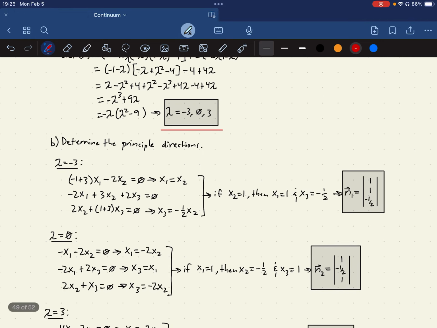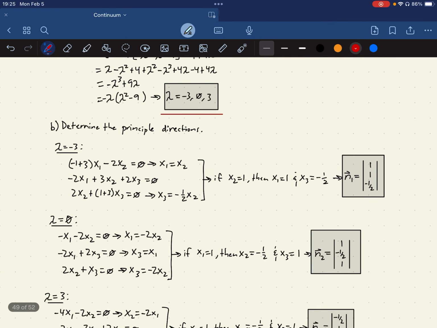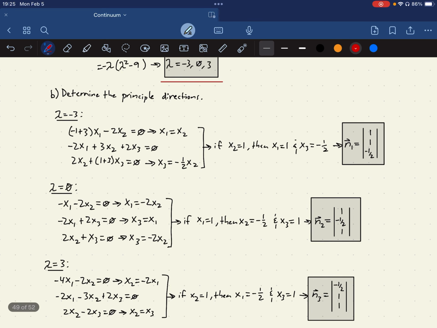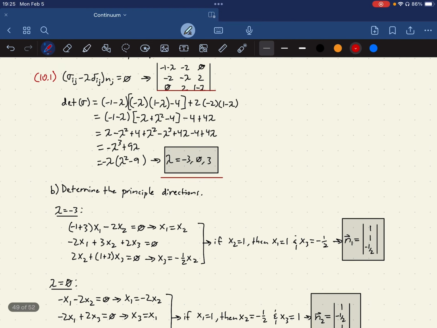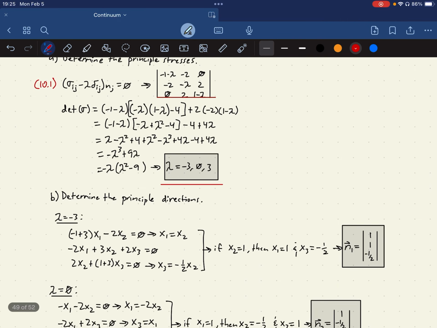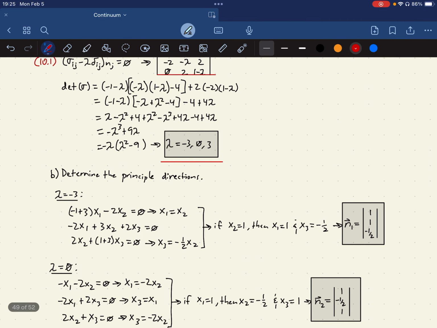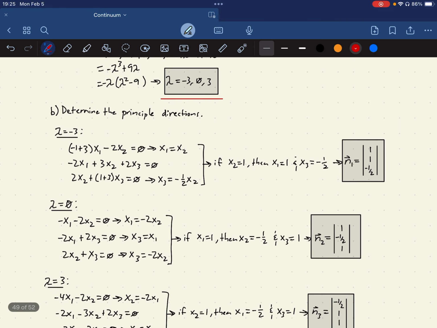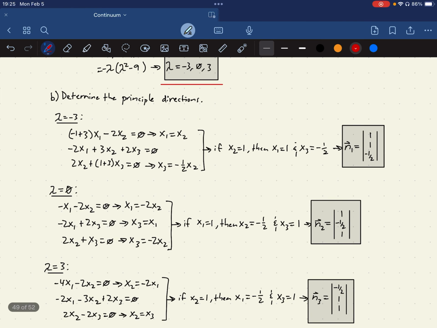So the next step is to determine the principal directions. So for each of the principal values that we get, we're going to plug those in for lambda in the matrix. And each line of the matrix we can turn into its own equation. So we have three unknowns in each case, so we need three equations. So we make those three equations from each row in the matrix. We can rearrange and solve for each one.